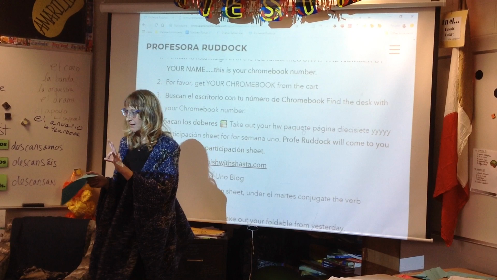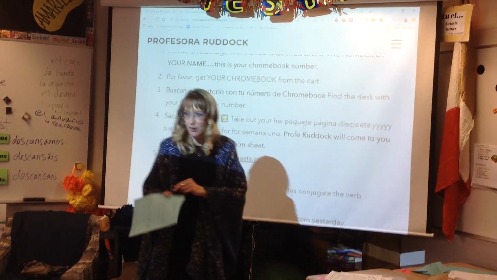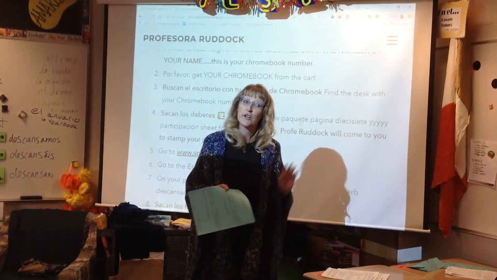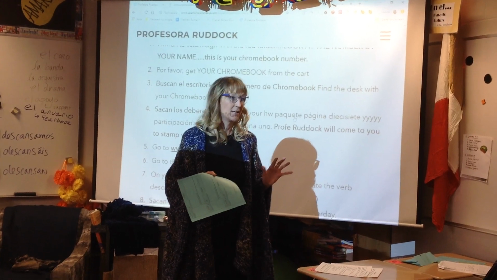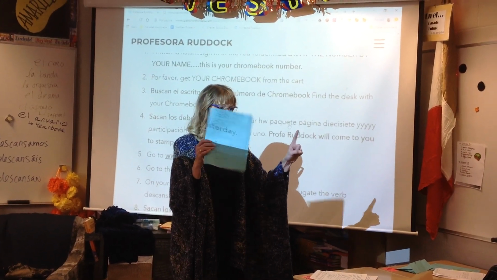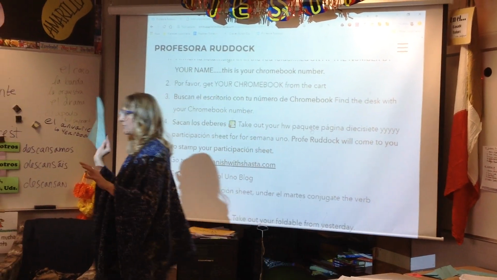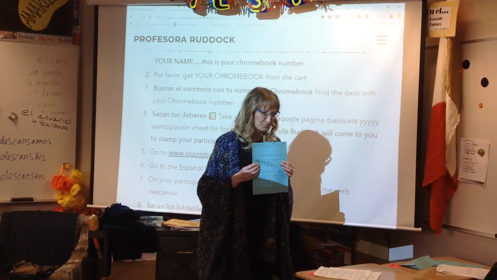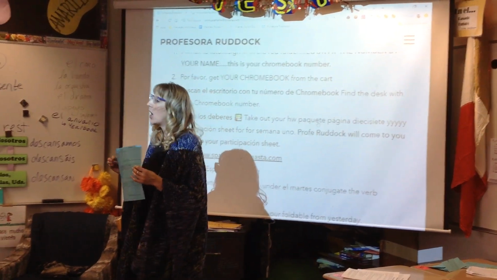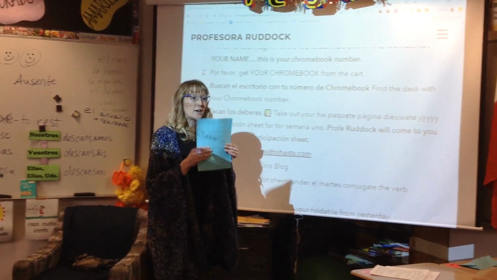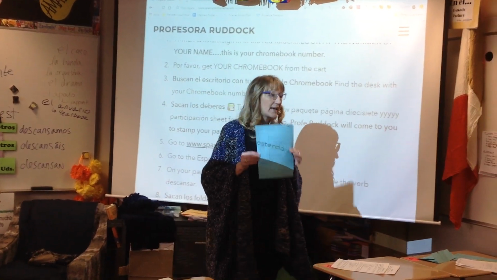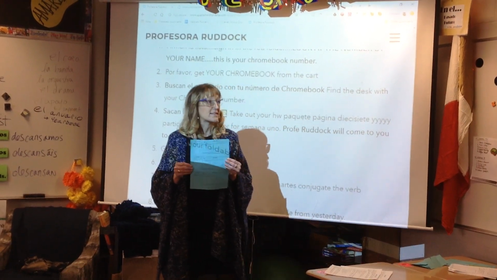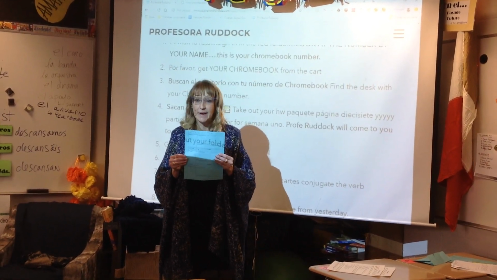Yes? Todo bien? So when the bell rings, immediately, no matter what, what two things are on your desk? Whether you did the homework or not, what is on your desk? Homework and? Yep, the stamp, participation, conversation, homework sheet. We don't know what we're going to call it, but that sheet. Todo bien? Every single week on Mondays, you will get a new one of these, and we will label it for that week.